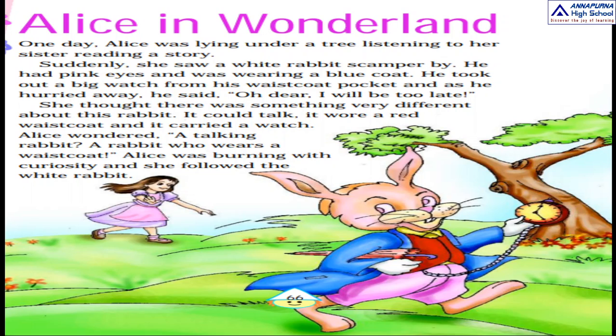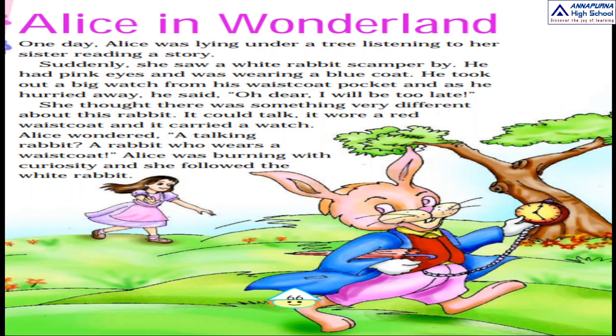So here we see one day Alice was lying under a tree. That means Alice was sitting with her sister and she was listening to a story. Her sister was reading a story. Okay? And suddenly Alice saw a white rabbit scamper by. So what did she see children? Alice saw a white rabbit running very fast.